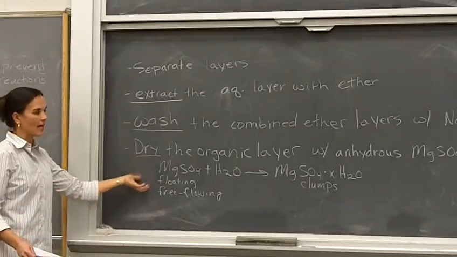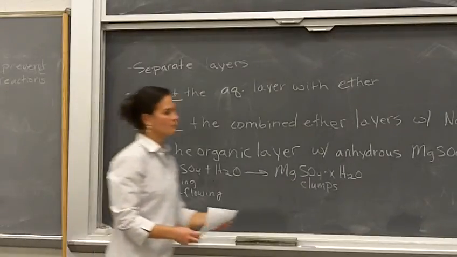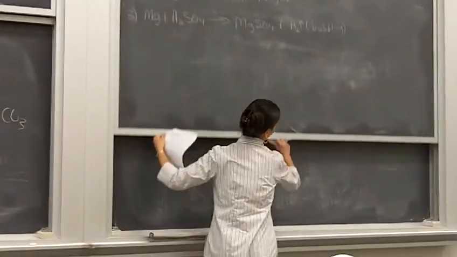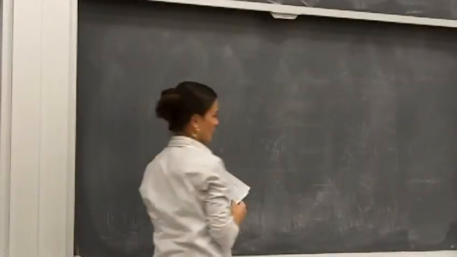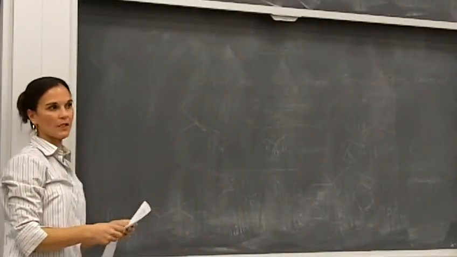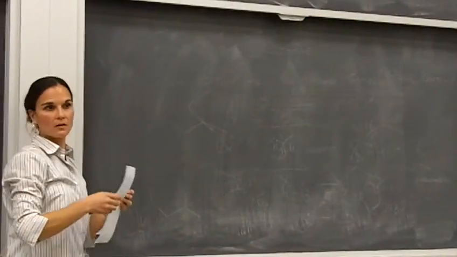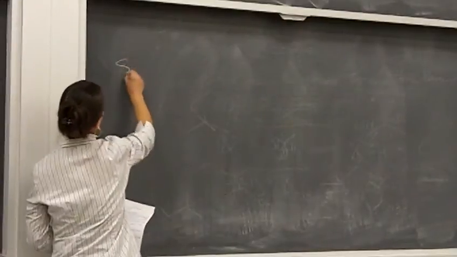So then what you have left is your ether layer. We need to get rid of our ether, so what are we going to do? What do we always do when we need to get rid of a solvent? Simple distillation, right?